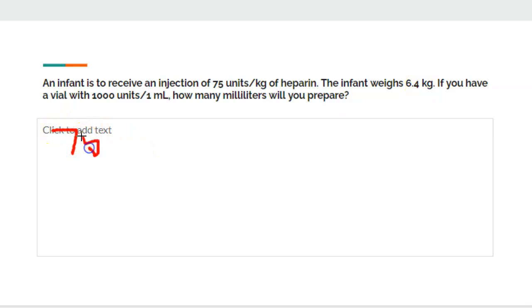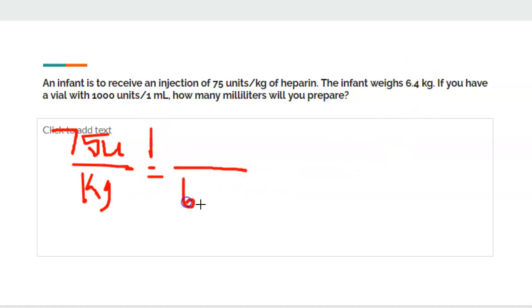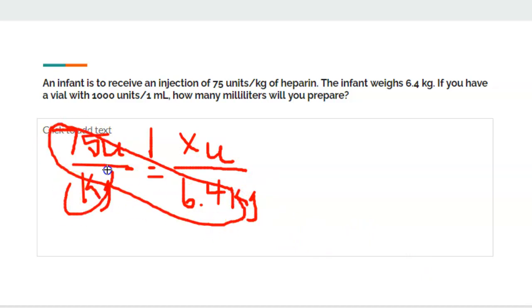We want to go 75 units per kilogram, right? And our patient, I set that equal to, weighs 6.4 kilograms. Okay, so we're solving for X because we don't know what the units are. So we're going to cross multiply and divide. So 75 times 6.4 ends up being, we're going to give them 480 units.